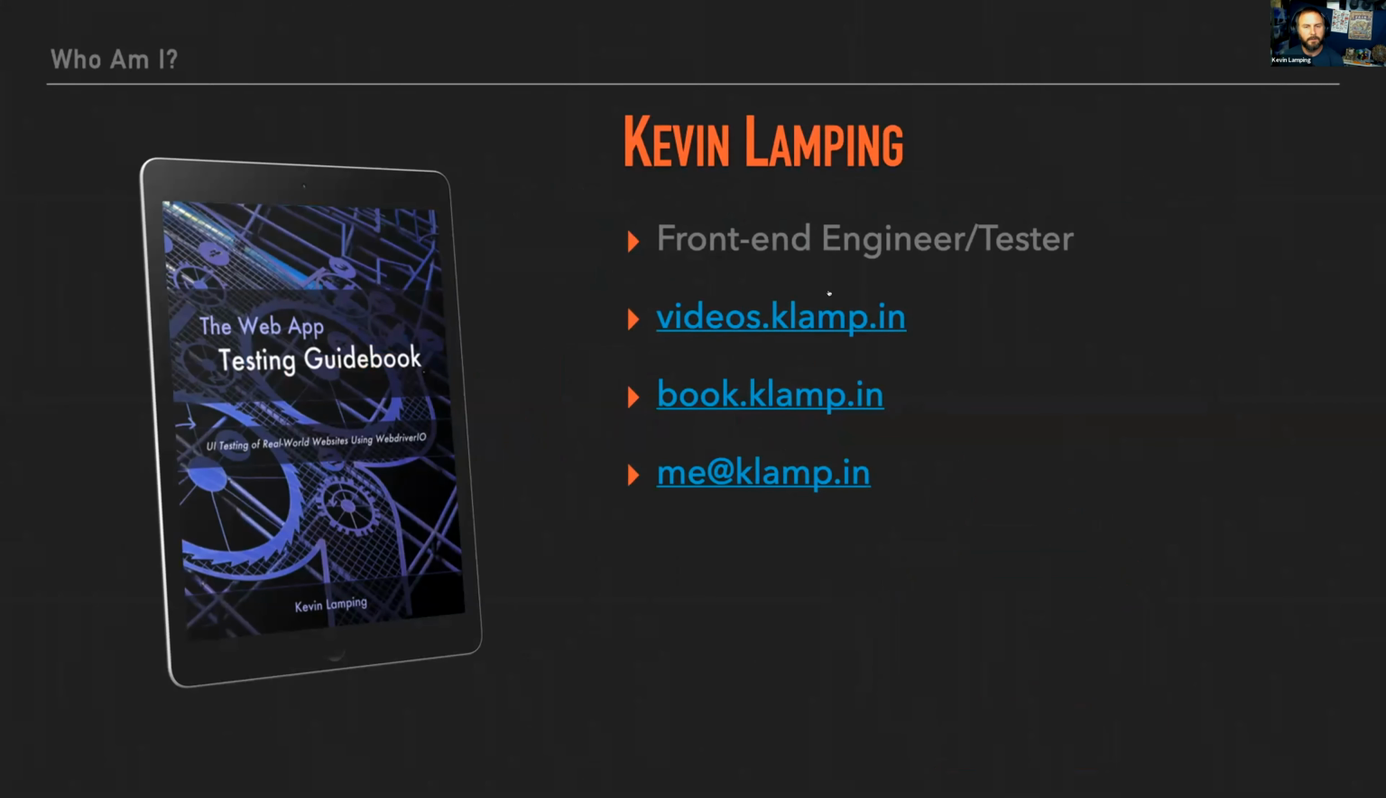And let's get started with a quick introduction on who I am. As mentioned, my name is Kevin Lamping. I'm a front-end engineer and tester, kind of between the two. So I love dabbling in the front end, doing HTML, CSS, JavaScript, all the fun stuff there, and then actually focused on how do you test the front end, because it's a very, very complex environment to have to test it.